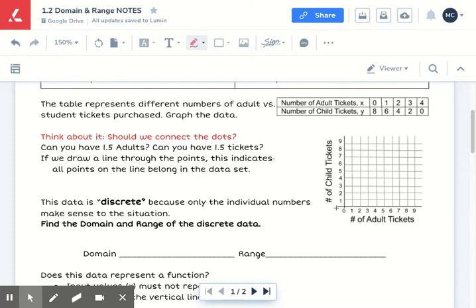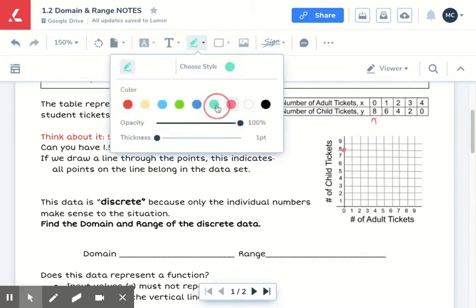So 0, 8. Notice we have number of adults here on the horizontal axis, which is normally where we put the independent variable. And the number of child tickets is on the vertical axis, which is where we put the dependent variable. So adult tickets is 0 with 8 child tickets. So I'm going to put a dot right here at 0, 8 for that first data point.